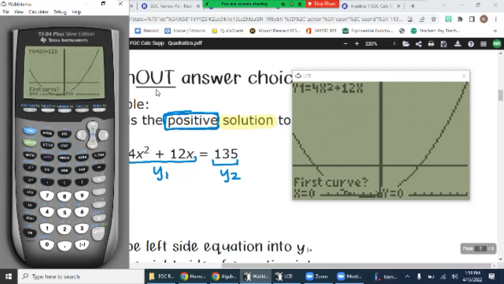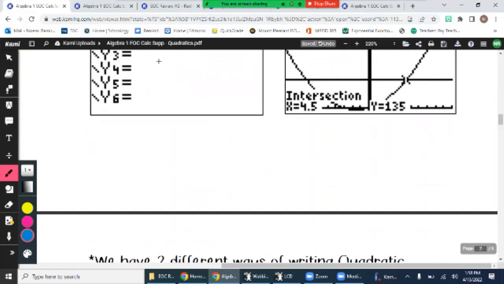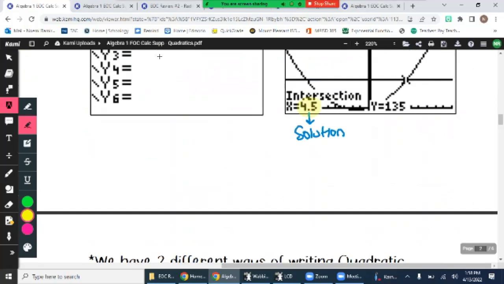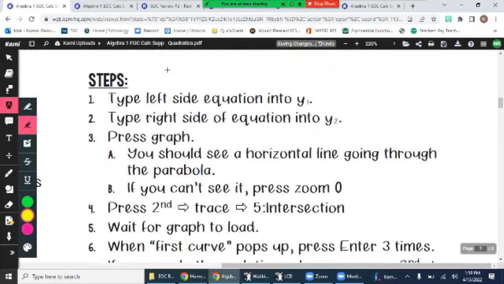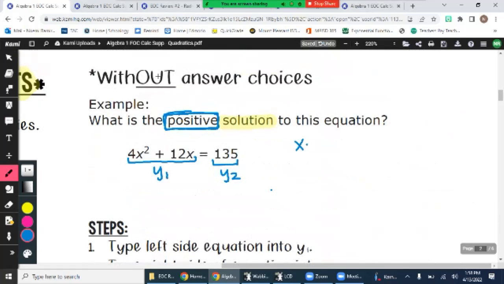As soon as that first question pops up, you don't have to move anything. As soon as it pops up, enter, enter, enter. And there's my intersection, the 4.5. That's my solution. So highlight that little 4.5, write the word solution under it. And that is the answer. That's what you would bubble in. X equals 4.5. So you are not stuck there testing out different numbers.